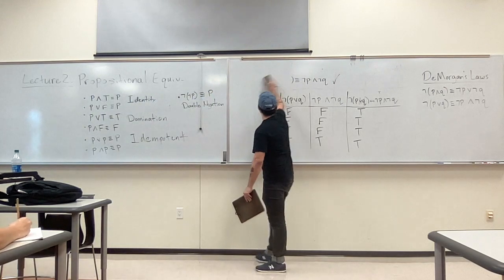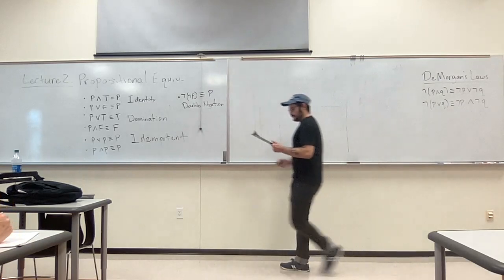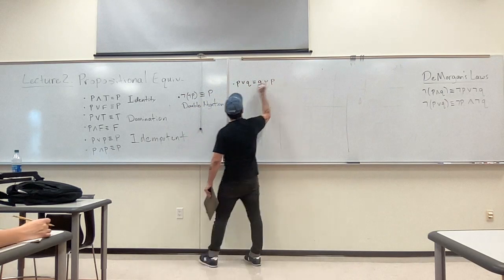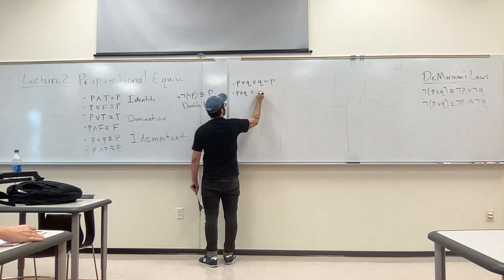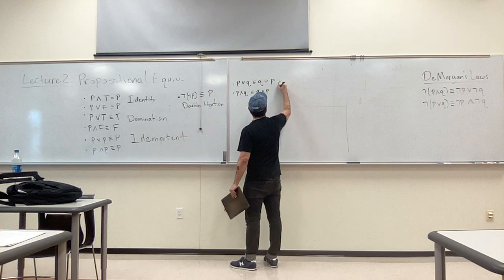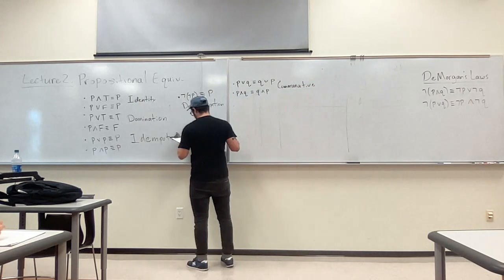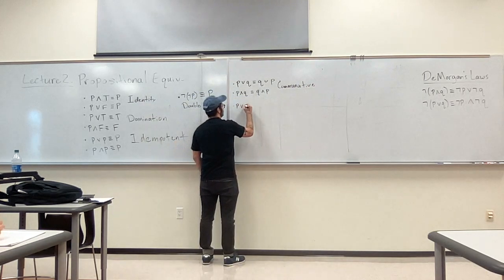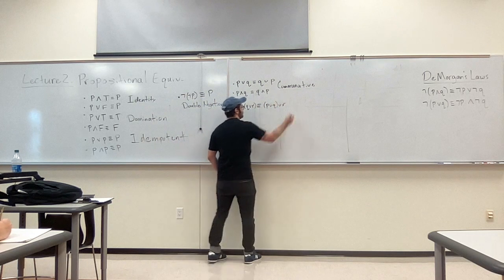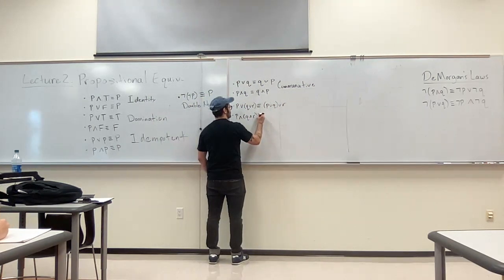Distributive, commutative, associative laws, just like in arithmetic. So commutative: P or Q is logically equivalent to Q or P. And then P and Q is equivalent to Q and P. So these are commutative laws. And then we have associative laws. So P or Q, or R, is logically equivalent to P, or Q or R. And the same thing for the AND operator. This is just associativity.